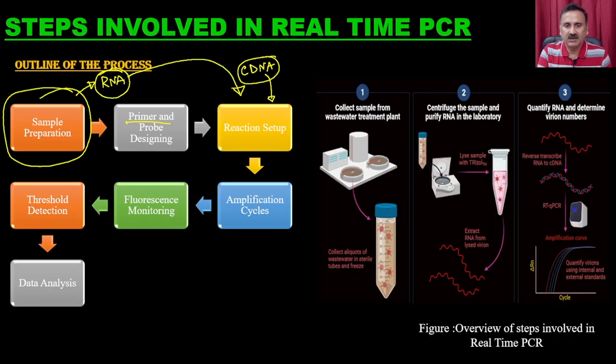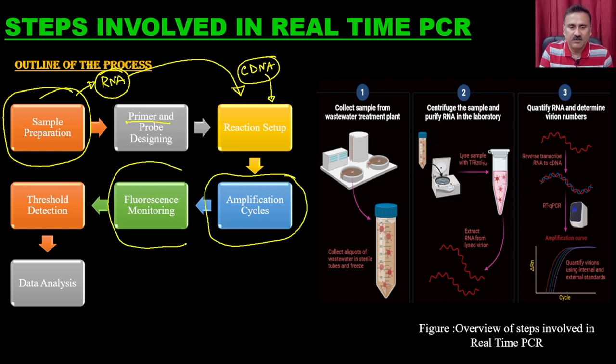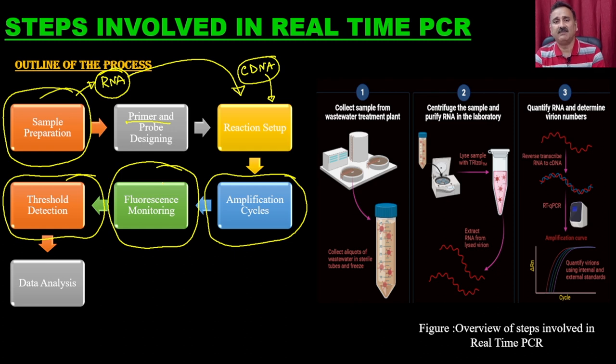Now once you have prepared the cDNA, you are going to set up the reactions. So you are going to put the cDNA into the reactions, right? You are going to set up the RT-PCR reactions, set the amplification cycles, see how the fluorescent monitoring is working, and also set up the threshold detections, right? For these steps also, we have prepared a demo clip so that you can get familiarized with how to perform real-time PCR and how to set up the reactions once you have the cDNA.